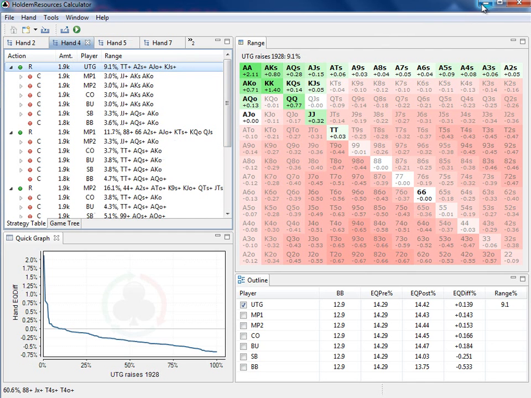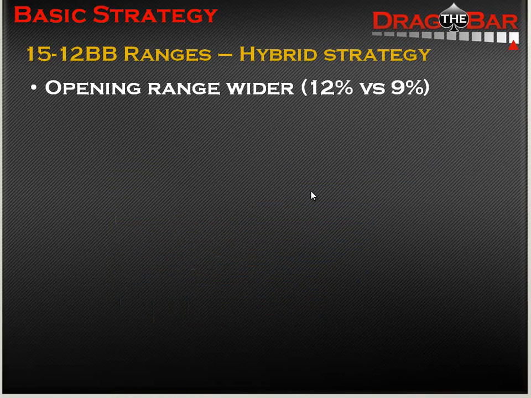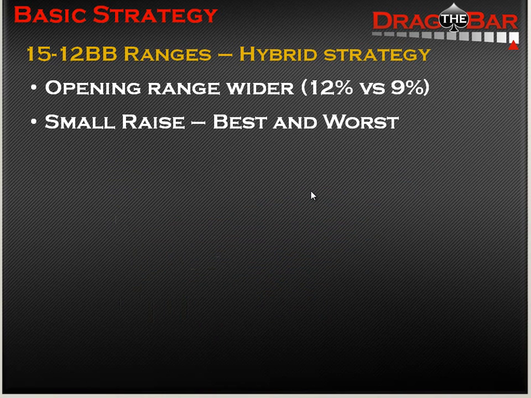And one of the things you can see right off the bat when you're looking at the under the gun 7-handed range is that it's wider. It's 12%. It's recommending 12% raise versus 9% shove. So we need to sort of build what I would call a hybrid strategy, and that's going to be where we look at the values of raising all in versus making a min raise, and then we try to decide which hands from the ranges are going to be best for a small raise versus best for shoving.